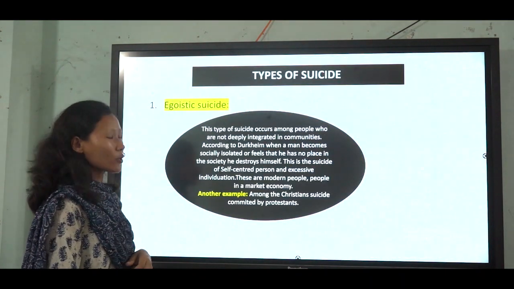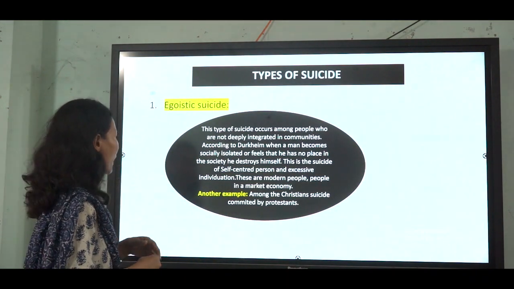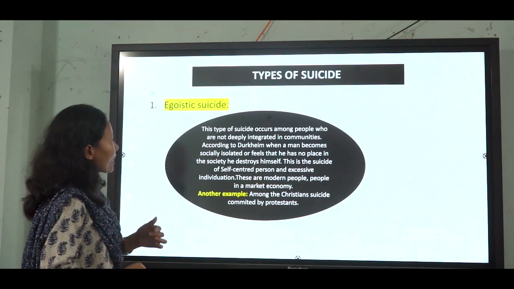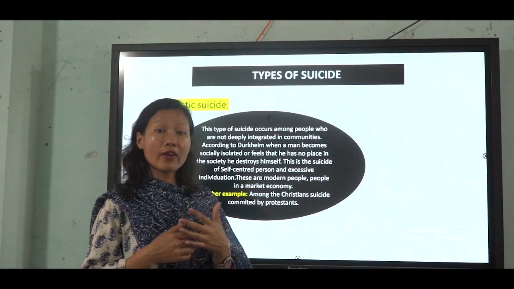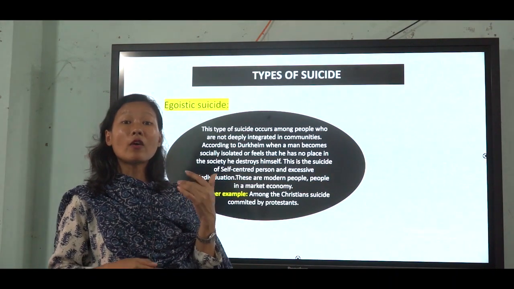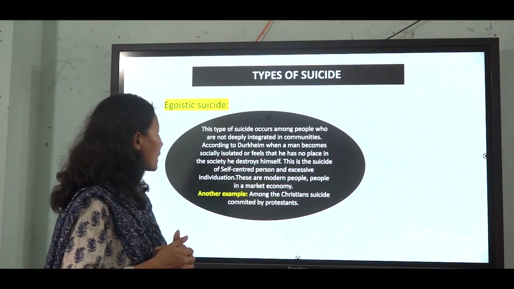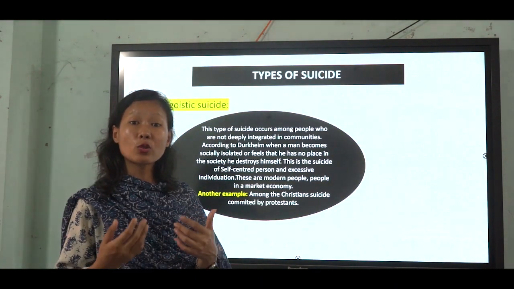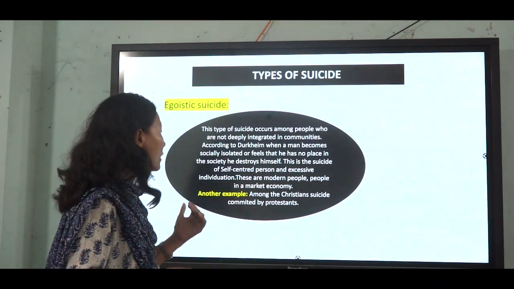The first type of suicide that we are going to discuss now is egoistic suicide. So, what is an egoistic suicide? Egoistic suicide takes place because of the detachment of an individual from society. When an individual feels lonely, without any emotional support, then egoistic suicide may take place. This happens because of the lack of social integration, as we have already discussed in the previous slide.